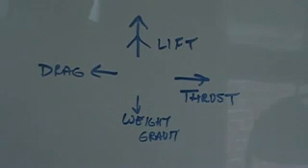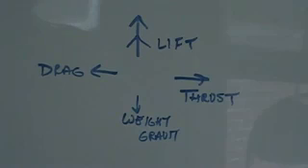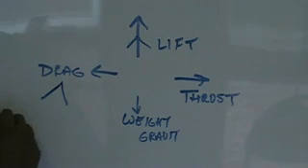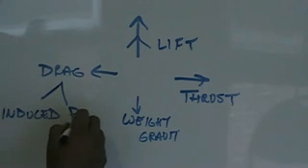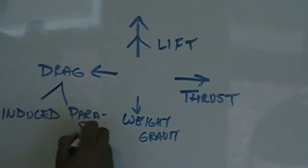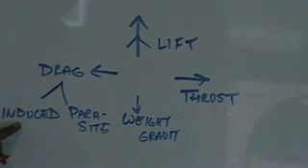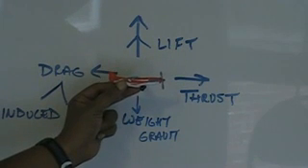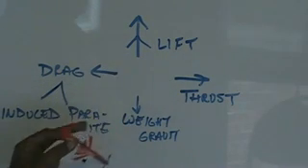Now, drag has some subcomponents, which are induced and parasite. So the subparts of drag are induced and parasite drag. Induced drag is basically caused by the production of lift. Since the airplane is producing lift, the induced drag is basically a byproduct of lift.